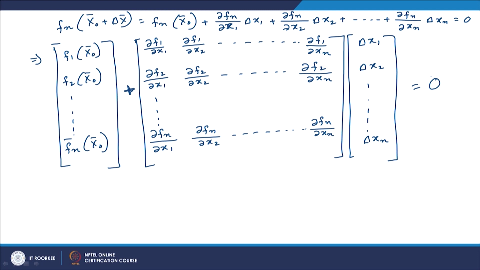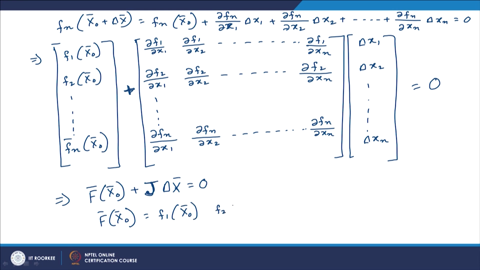So this is a matrix equation. If we write this matrix equation in a more succinct form, I write it as vector f of x naught plus, this is called the Jacobian matrix J, into vector delta x bar is equal to 0, where vector f of x naught is equal to f1 of x naught bar, f2 of x naught bar, and so on, fn of x naught bar, transpose.